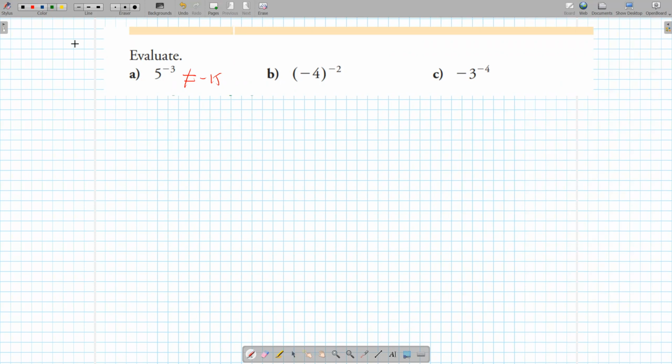If you remember, I think we have done this. I don't know when, but whenever the exponent is negative, okay, what you want to do is throw it in the denominator. Okay, what do I mean by that? Look at this. 5 to the power negative 3 becomes 1 over 5 to the power 3.